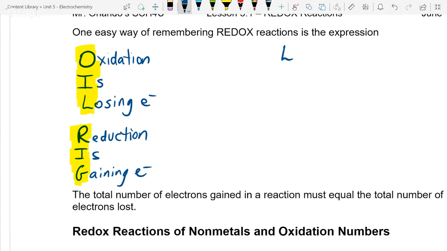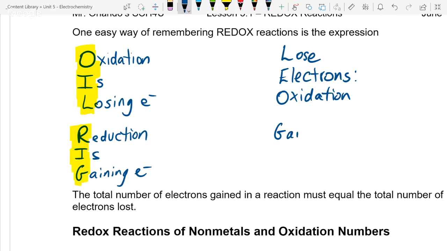So that's one of the ways of remembering it. The other one is this. Lose electrons, oxidation. Gain electrons is reduction. And so, of course, in this case, Leo the lion says, grr.